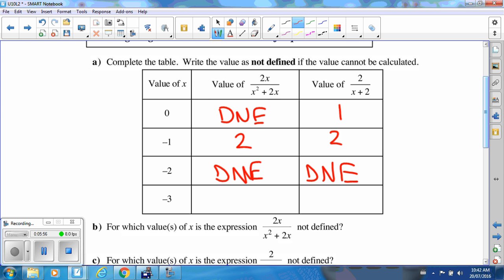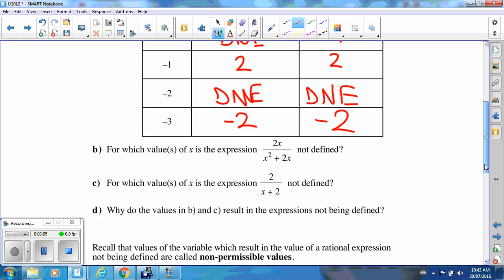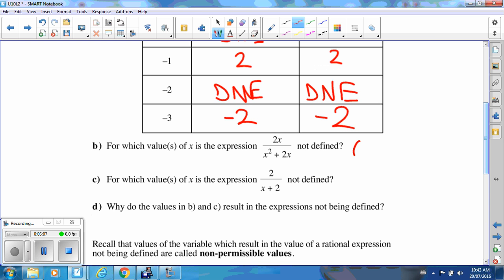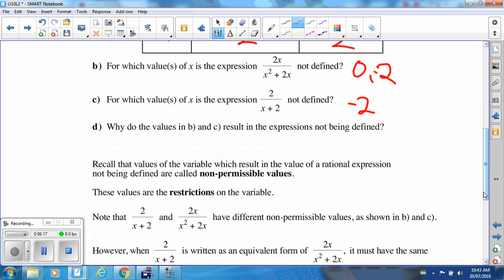-6 over +3 is -2. Oh, look. I almost know what's going on. That's the same thing. So this one is not defined at 0 and -2. This one's not defined just at -2. So they don't match. Anyway, these values make it non-permissible because you cannot divide by 0.